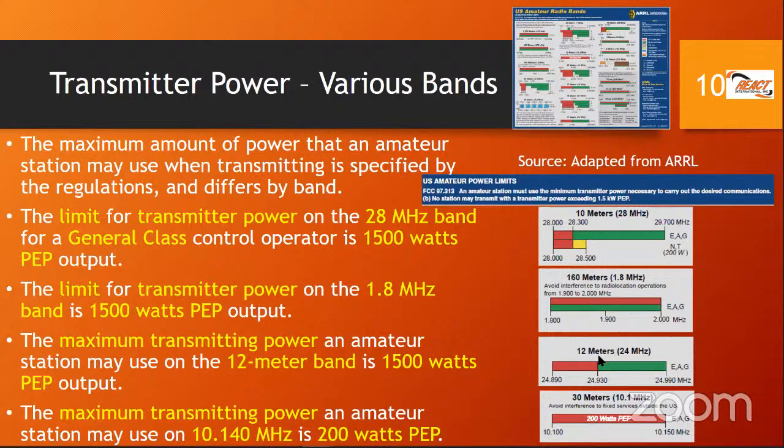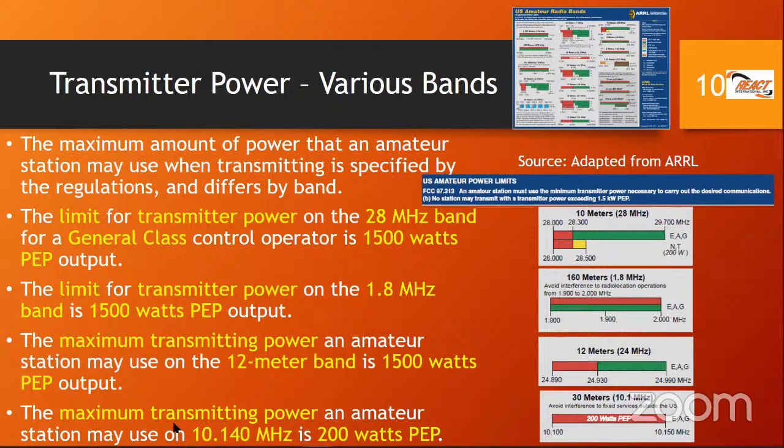What about the 12-meter band or the 24 megahertz portion of the band? How much are you allowed as a general class operator? Guess what? The same 1500 watts peak envelope power. So the answer to all of the questions in the question pool so far, when they ask you how much as a general class can you do on 28 megahertz, it's 1500 watts. As a general class operator, how much can you do on 1.8 megahertz? 1500 watts. On the 12-meter band, as a general class operator, what can you do? It's also 1500 watts. Right? So that hopefully makes it a little easier to remember the answers to these types of questions.